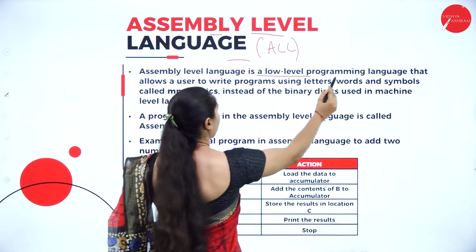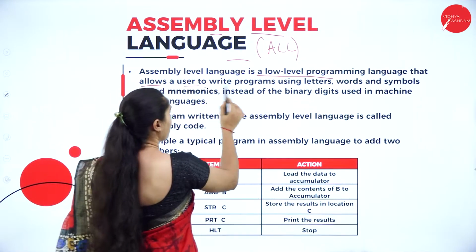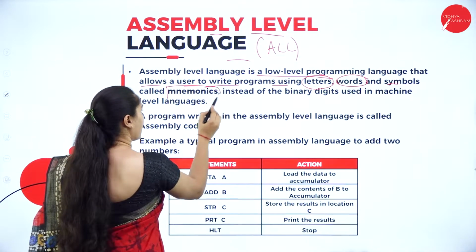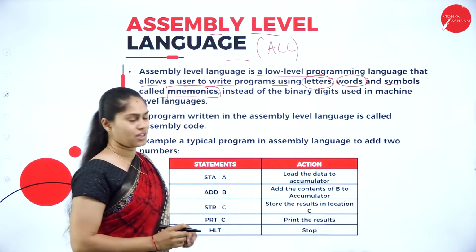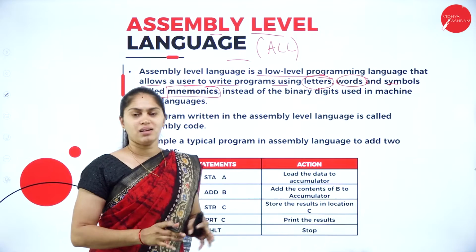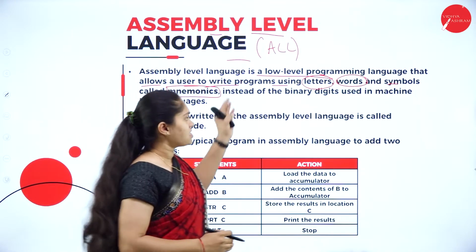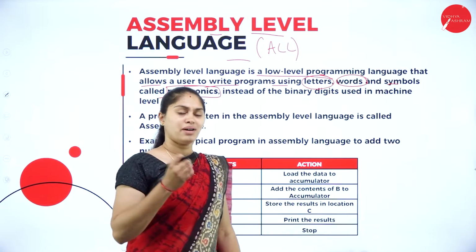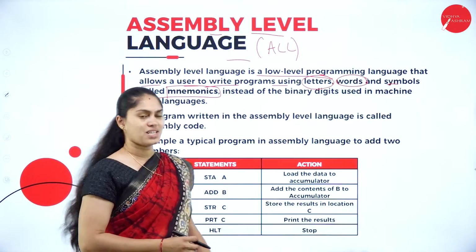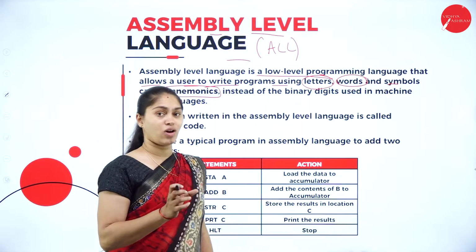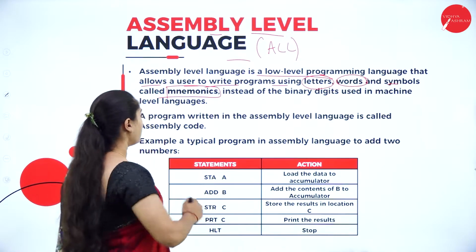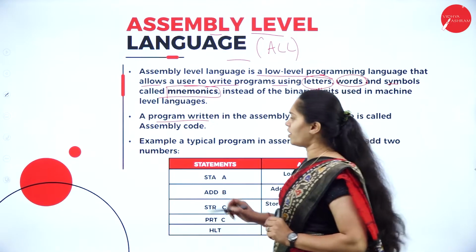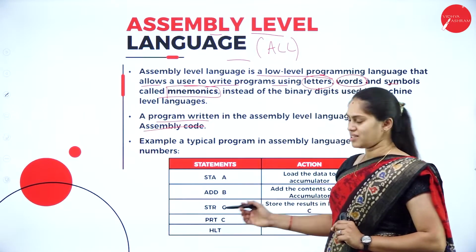It's also a low-level programming language that allows the user to write a program by making use of letters, words and symbols. Then we call those mnemonics. Very, very important word here. Mnemonics. Instead of using binary numbers, zeros and ones, here we are using digits, letters, words and symbols. We make the computer understand by writing a set of instructions using these letters, words or symbols. Then we call that a mnemonic code. When we write a program using assembly level language, we call that code assembly code.